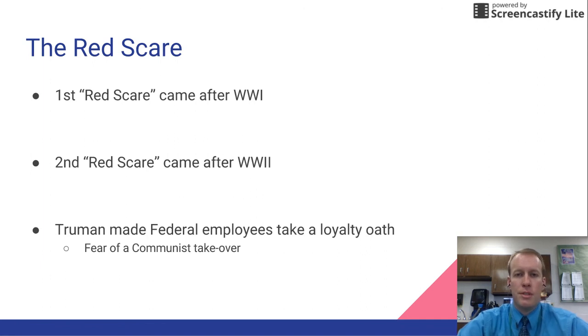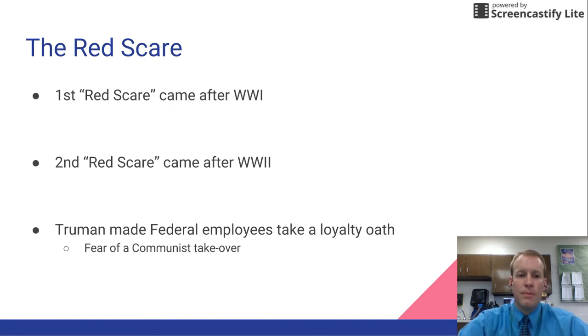Now, this brings us to the Red Scare. If you remember, after World War I, we had a Red Scare. This became known as the First Red Scare. This was a widespread fear that communists were going to take over our government. We had the exact same thing happen after World War II. We had the Second Red Scare.